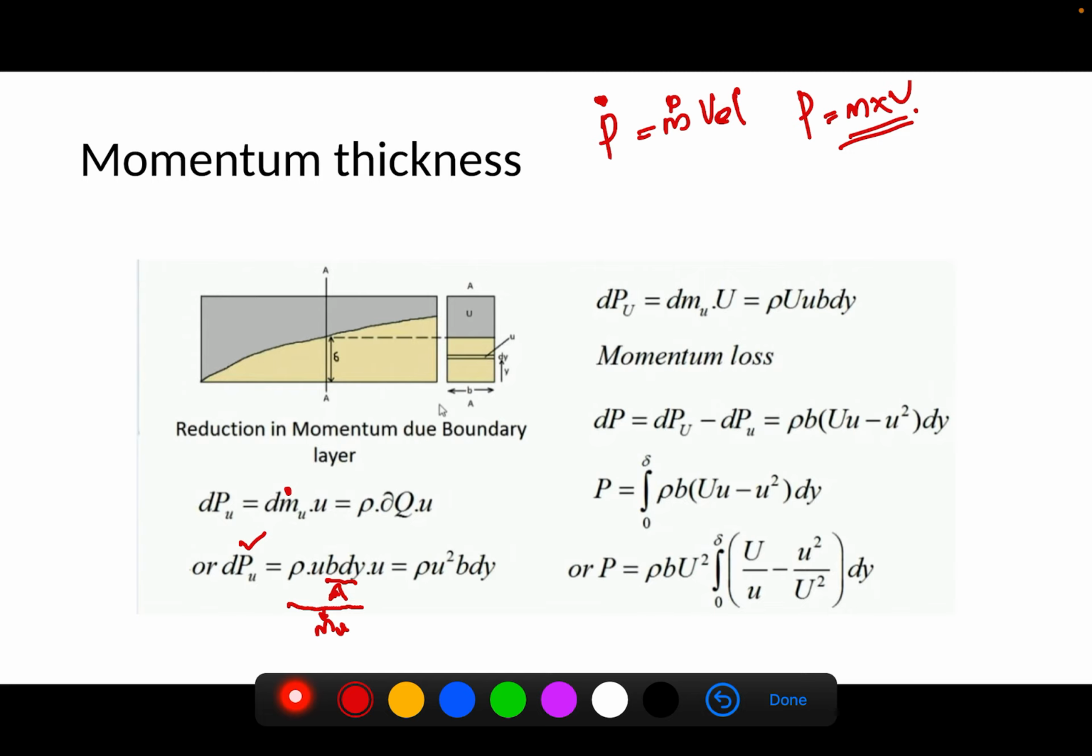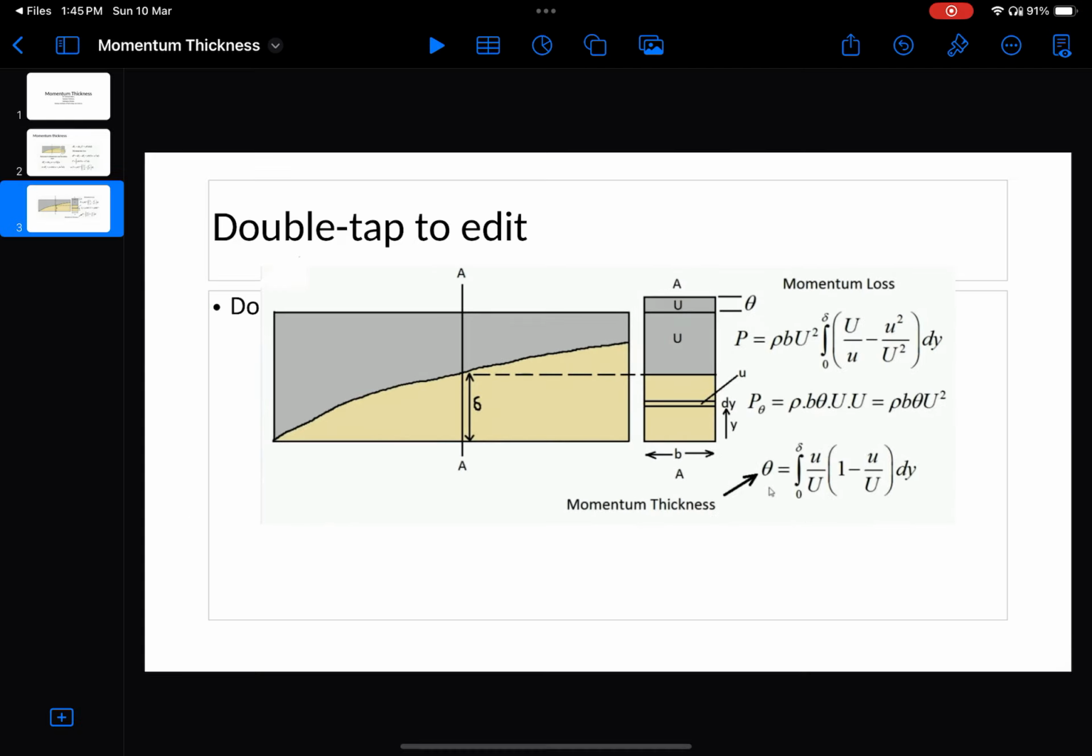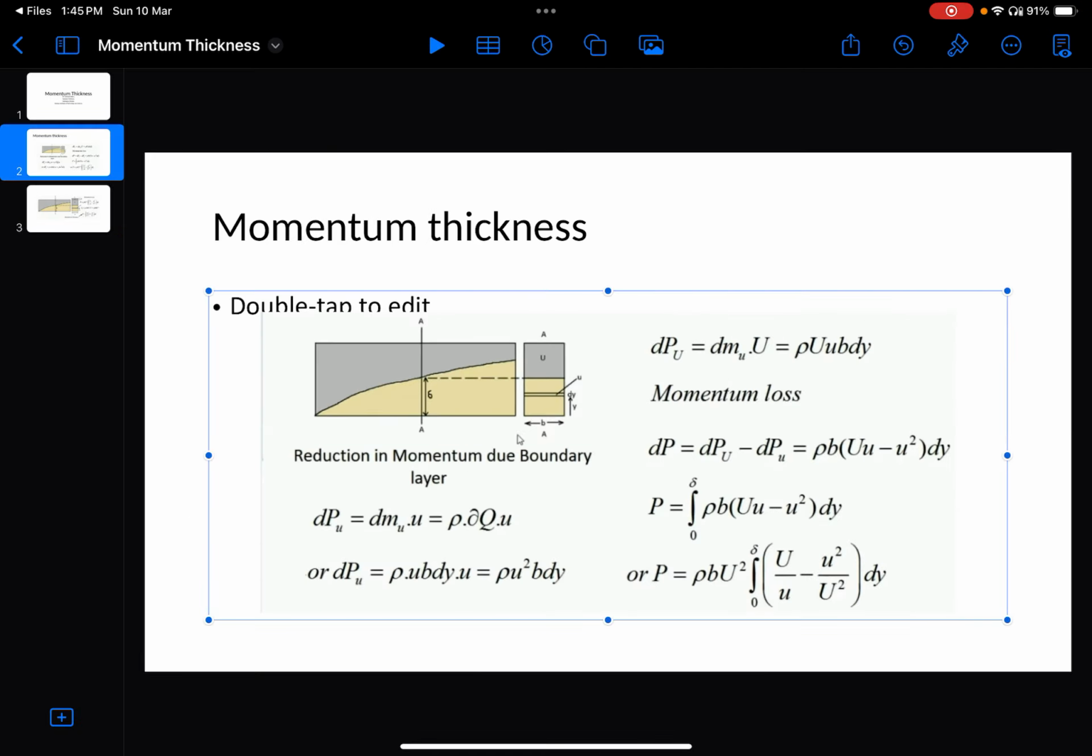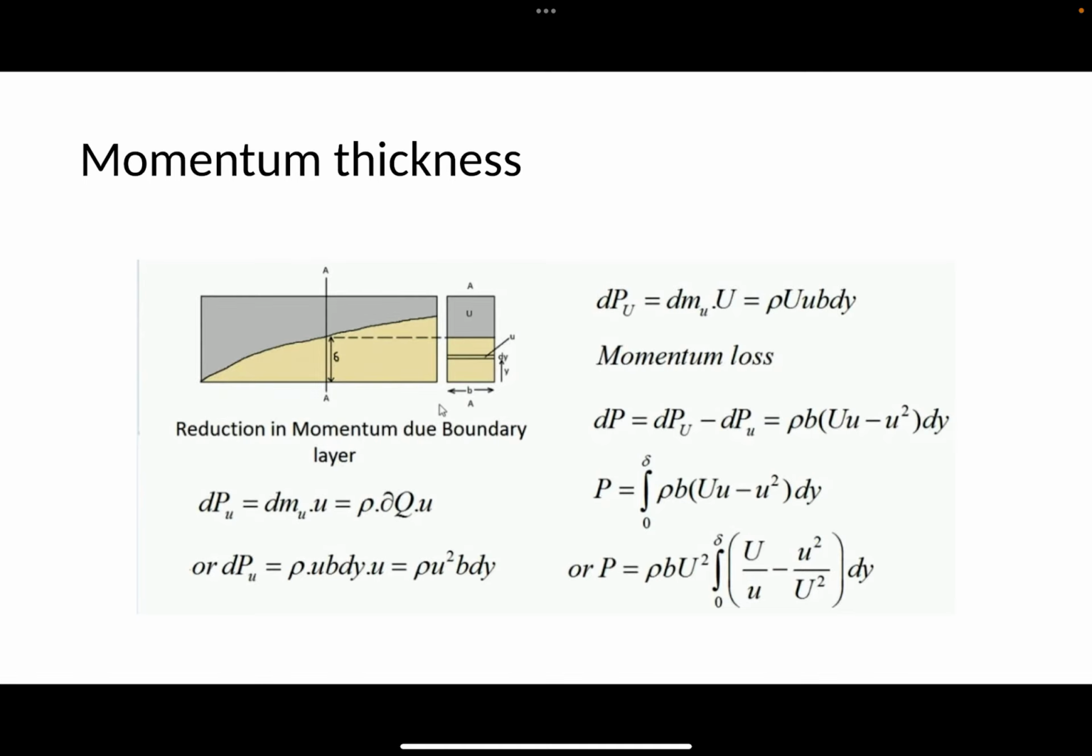If there is no boundary layer formation, at what velocity will the flow move through that dy? Flow will happen with velocity capital U. So then we will replace that, and will get rho into U into b dy. Okay, so what is the loss in momentum? This momentum will be larger.